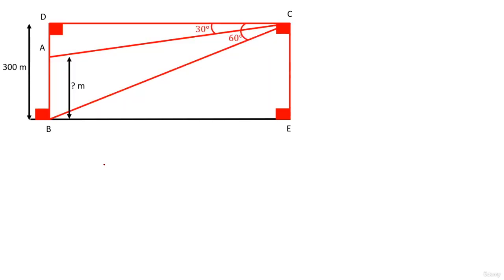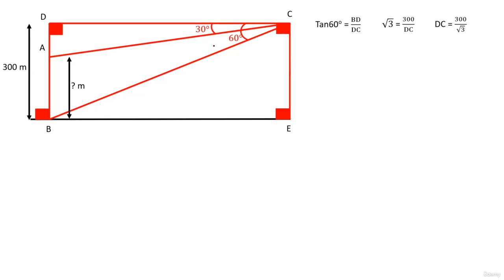In triangle BDC, guys, we'll apply tan 60. Tan 60 will be BD divided by DC, opposite side divided by the adjacent. So BD is 300, and tan 60 is equal to root 3. So from here we will get the value of DC as 300 divided by root 3.